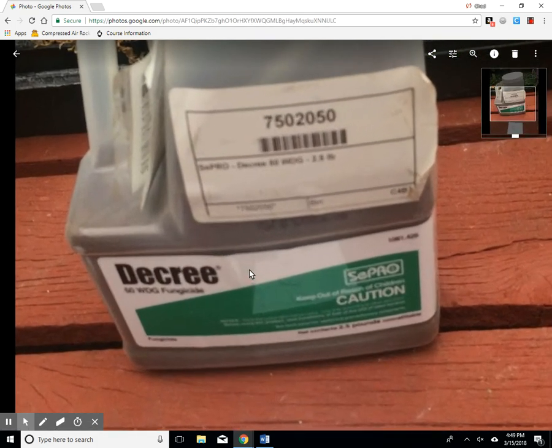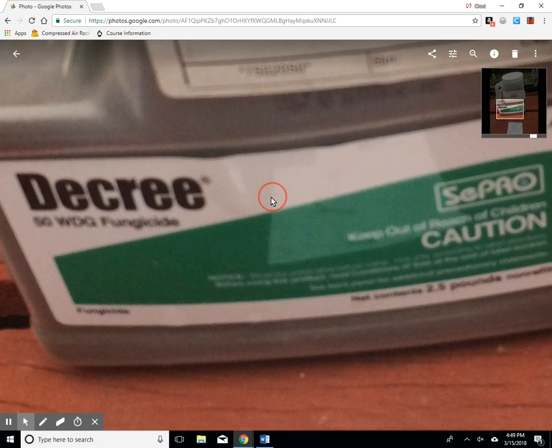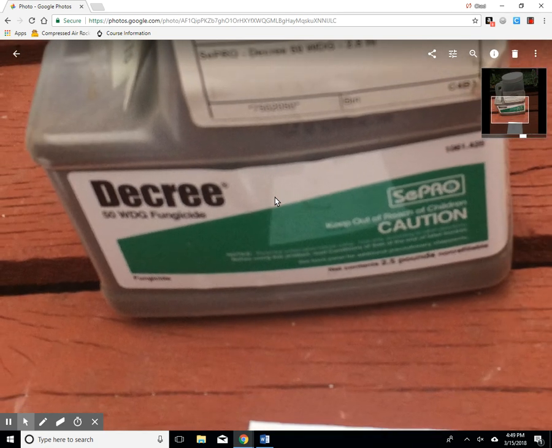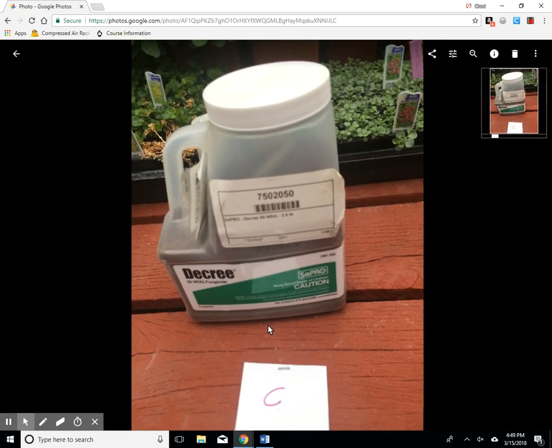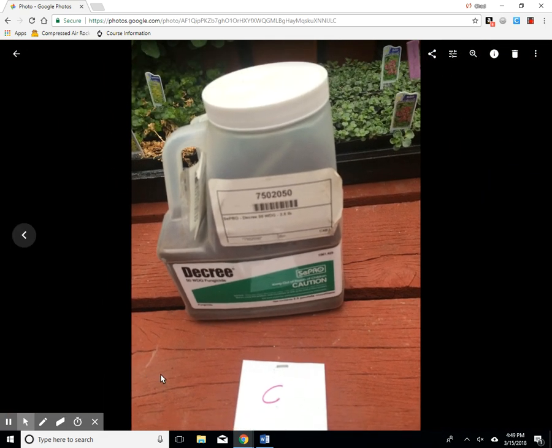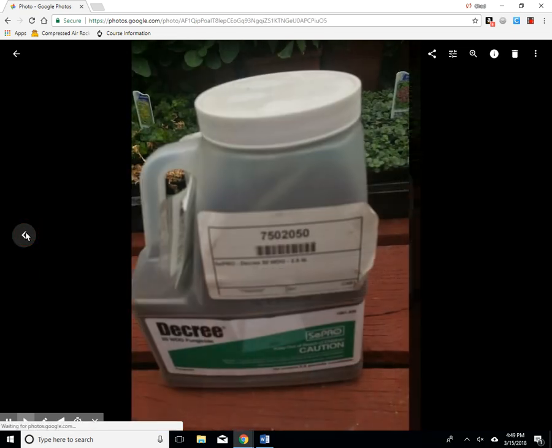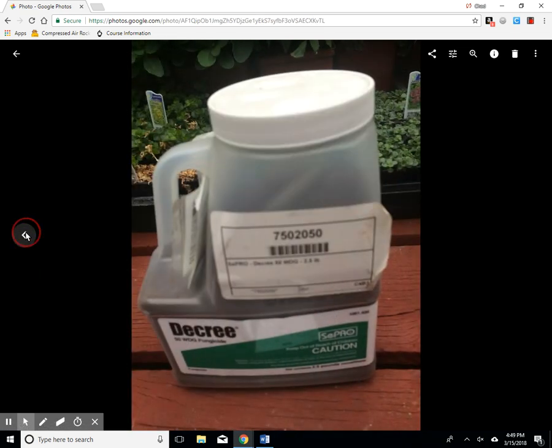Okay, so now we have, what's the name of this product? Decree. What does it do? Fungicide, kills fungus. What's the signal word? Caution. Does it look ready to use or concentrate? I would say it's probably a concentrate. That means you have to mix it.